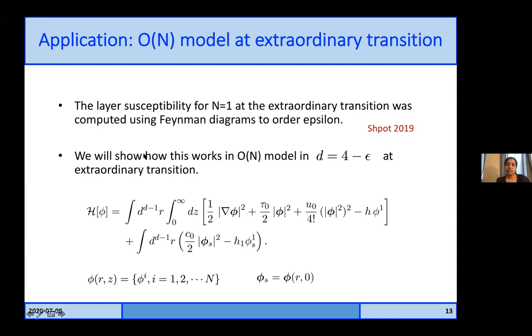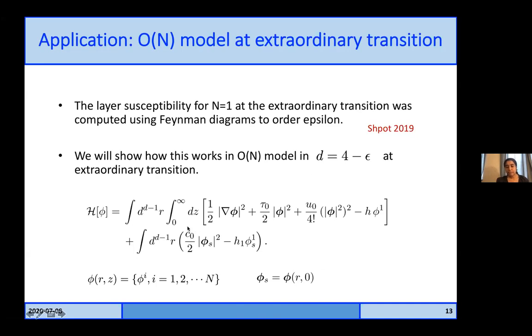Now the Lagrangian that describes this phase transition in 4 minus epsilon dimensions is this one. So here we have n scalar fields phi I, and these are all bulk scalar fields, so it depends on R and Z. And the Lagrangian has two parts. The first line is the bulk Lagrangian, which is the usual Wilson-Fisher Lagrangian. And the second line is the surface part, which survives only on the surface Z equals zero. And by phi S, I will denote the surface fields, which is a function of R only.